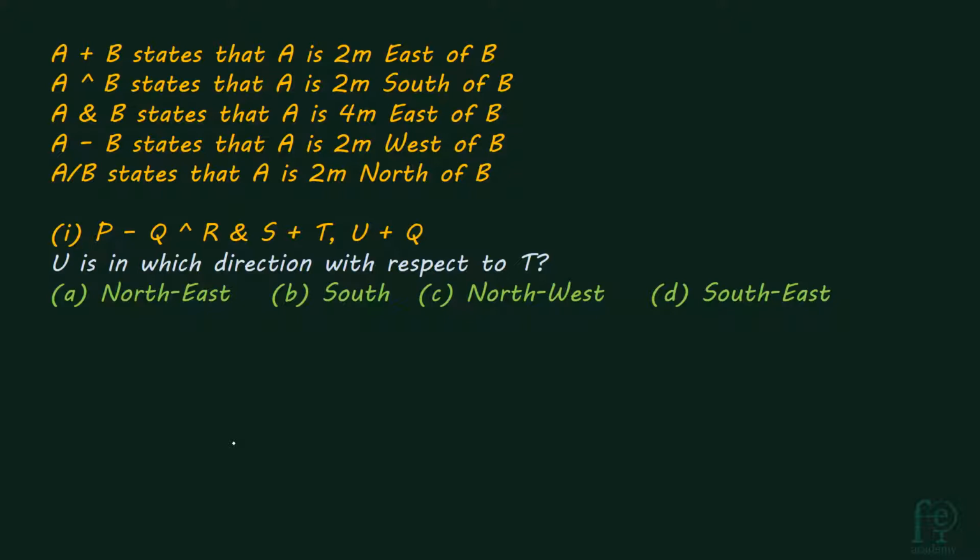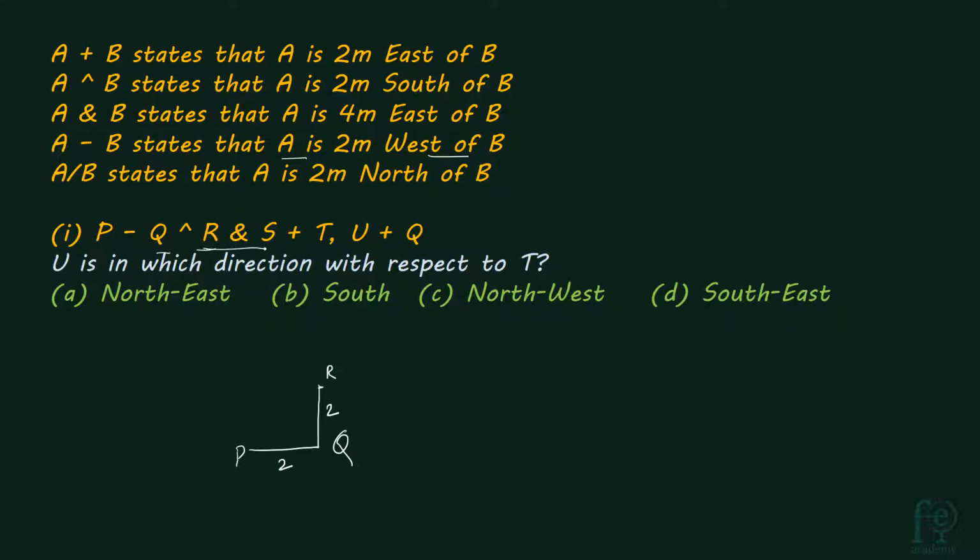So let's start doing. So P minus Q. What does P minus Q mean? P minus Q means P is 2 meter west of Q. So Q will come here and P is 2 meter west of Q. Now Q raised to R. What does it mean? Q is 2 meter south of R. So R should come here somewhere. Q is 2 meter south of R.